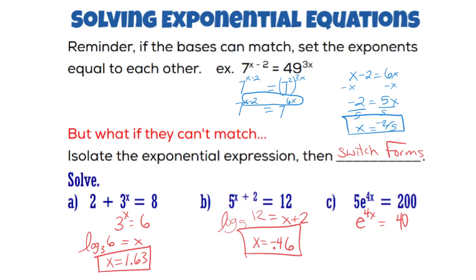Now, it's a base e, so if I want to switch forms, that means switching it to a natural log of 40 equals my exponent. So then I'll come back and I'll divide by 4. All right, so in my calculator, natural log, which is next to the 4, of 40, take that answer, divide by 4. And x is 0.92.